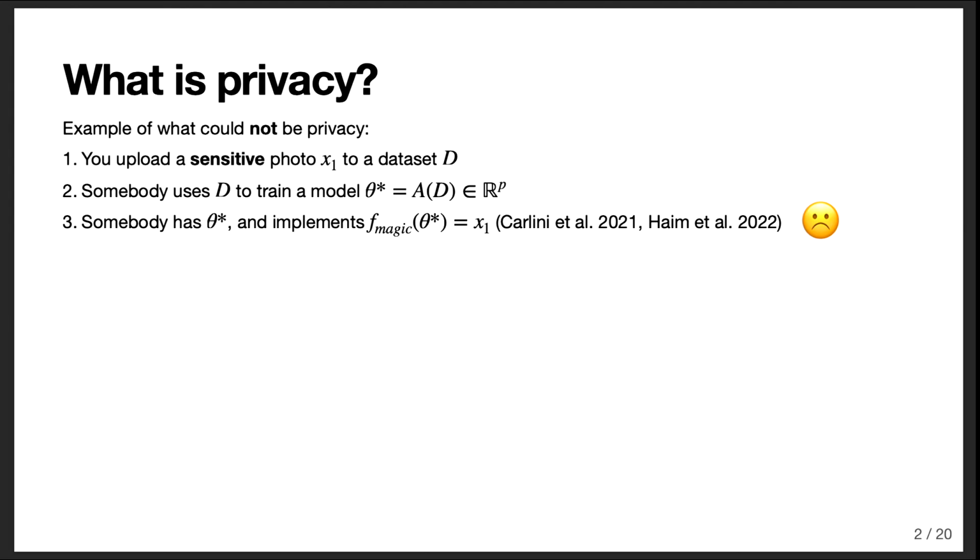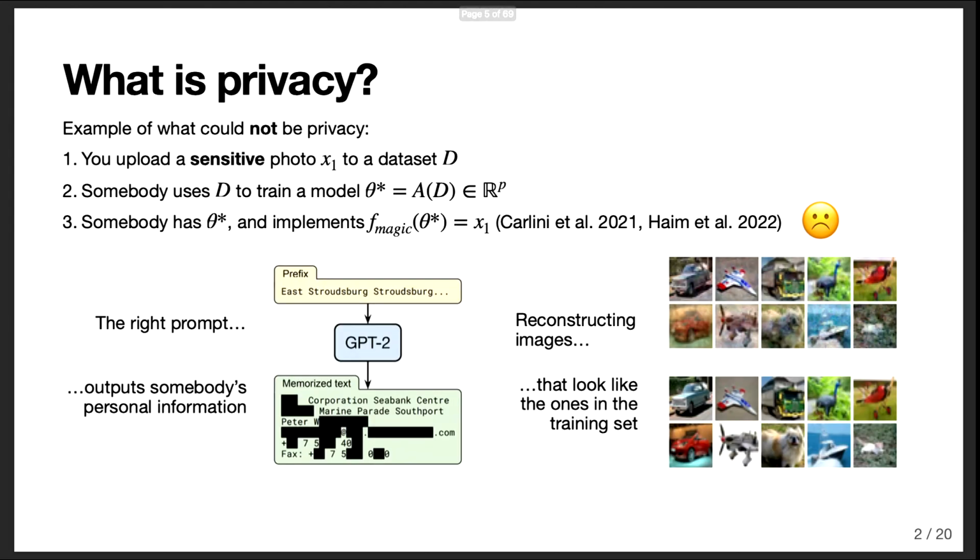But it turns out that some magical people implemented some magical method that, starting from theta star, so the parameters of the model alone, was able to recover training images, training samples. This has been done practically both in natural language processing and computer vision. I'm citing two seminal works by Carlini, Haim, and collaborators from almost 3-4 years ago. Yes, 4 years ago, we were still at GPT-2.